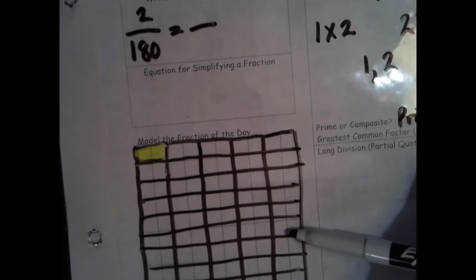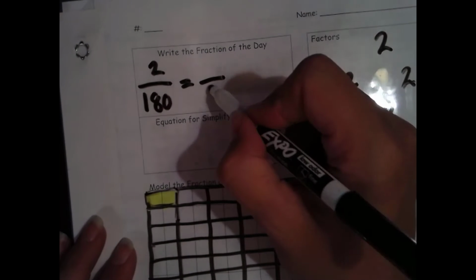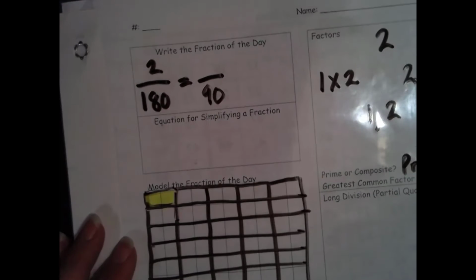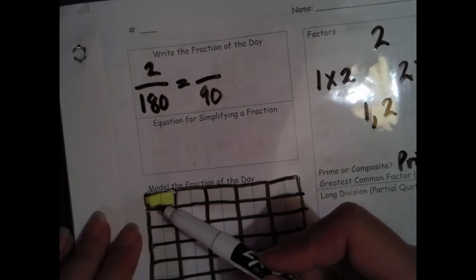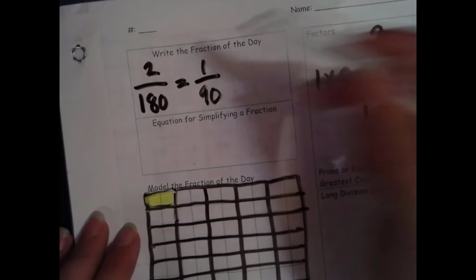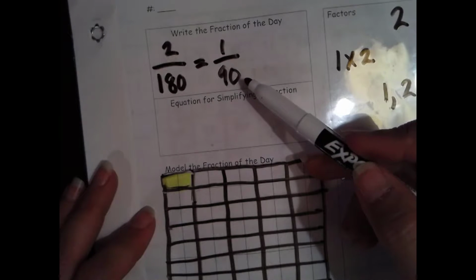And I notice I have 1, 2, 3, 4, 5 in each row, so I can actually count these rows by 5. 5, 10, 15, 20, 25, 30, 35, 40, 45, 50, 55, 60, 65, 70, 75, 80, 85, 90. And how many groups of 2 are shaded in? Well, there's only 1 group of 2 shaded in. So that is my equivalent fraction in simplest form.